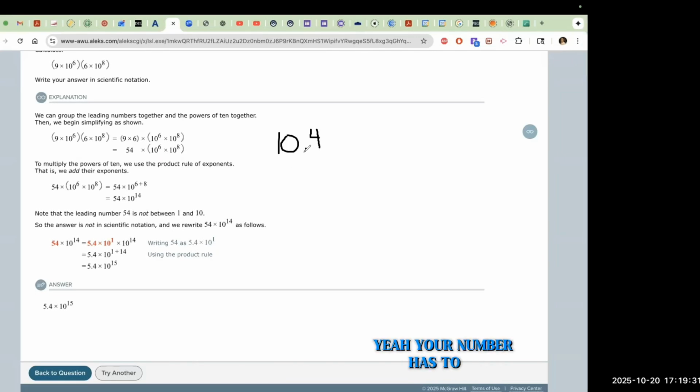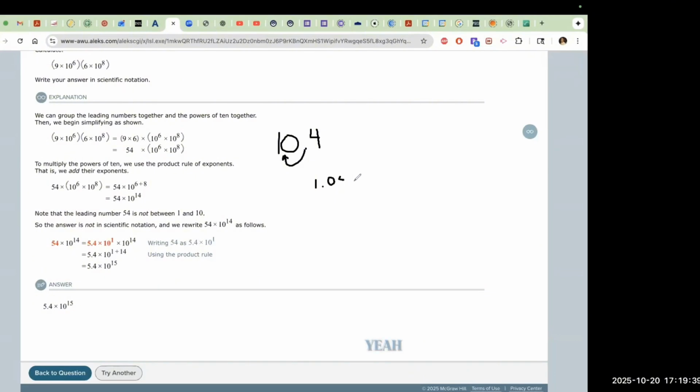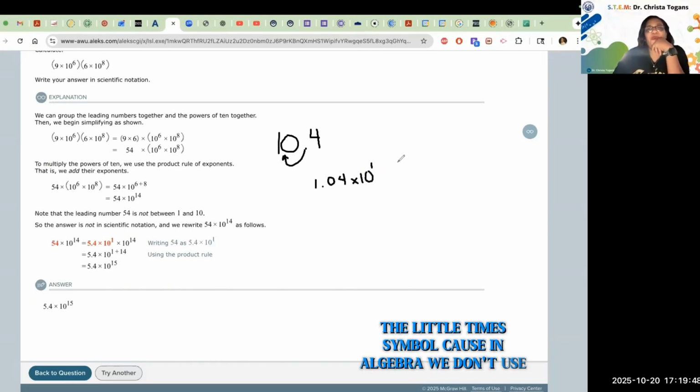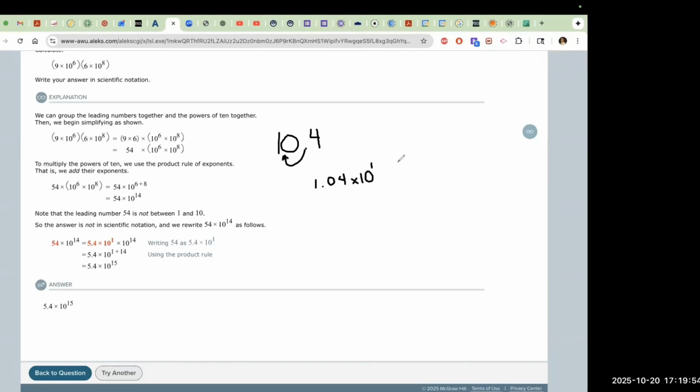Yeah, your number has to be, so I just want to make sure, yeah, you would have to move that one to 1.04 times 10 to the first. Got it. I hate using the little times symbol, because in algebra we don't use times anymore, but in scientific notation, I guess you have to. We still use dots, but you have to.